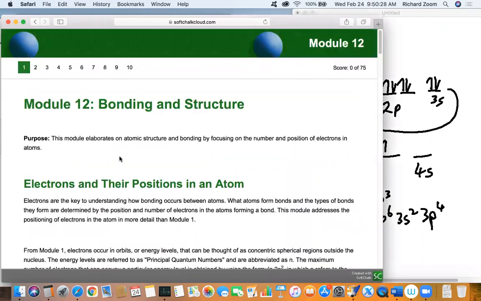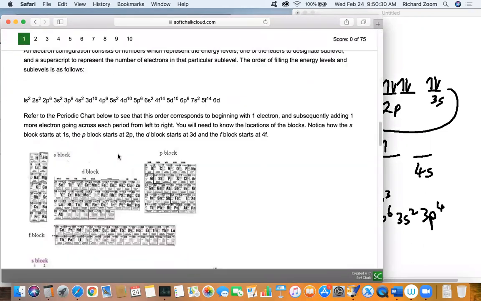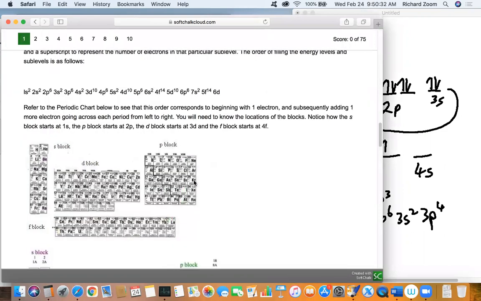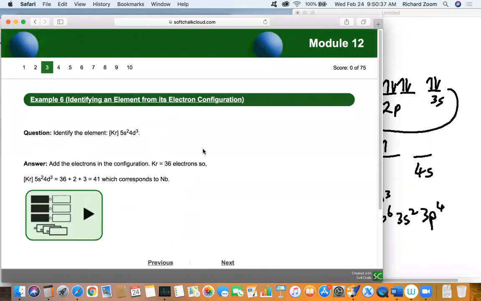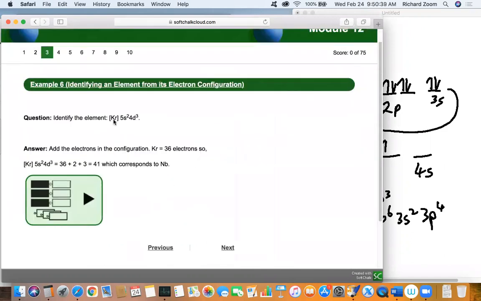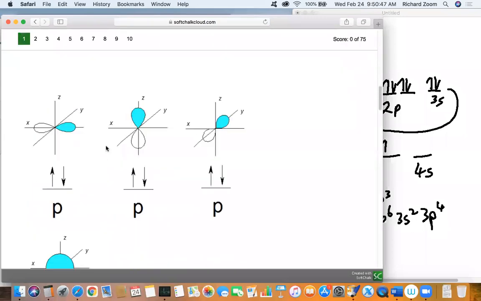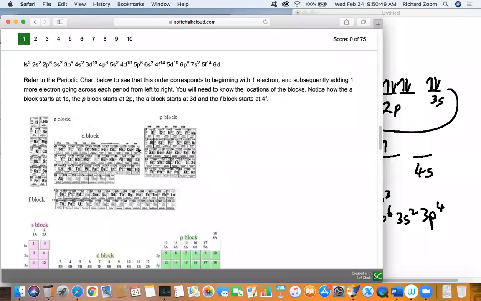the first page here. What you do is you find out the atomic number of Kr, which in this case is 36. And 36 plus 2 is 38 plus 3 is 41. So then you would just find 41 on the periodic table. And 41 on the periodic table is here, Nb.